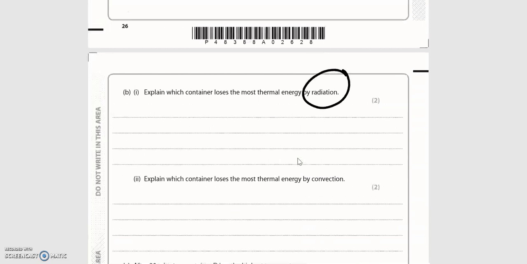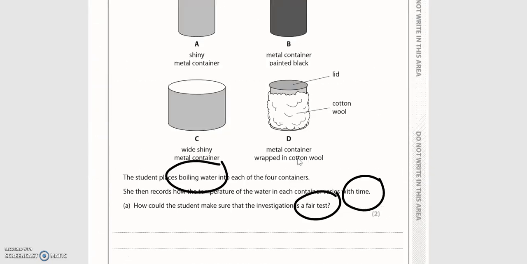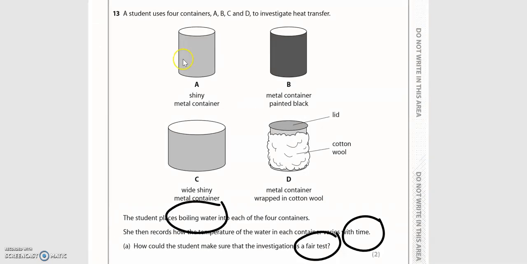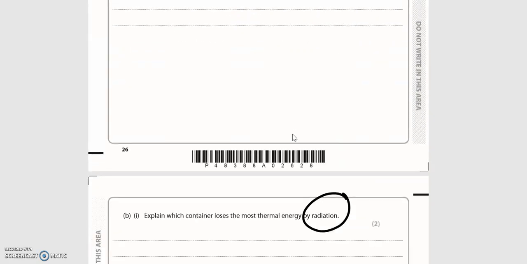Then you've got, I don't think it's as easy to see, but you can just about see that the metal container underneath is still a shiny metal container. And because it is a shiny surface, that means it is a poor emitter of radiation. So that will get you an extra mark as well.